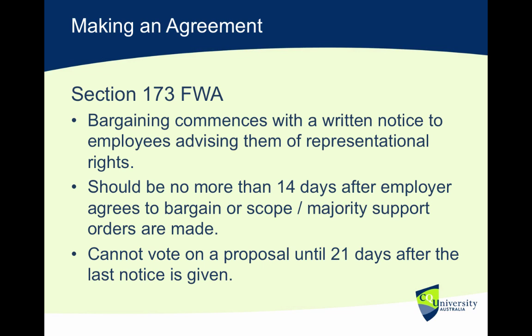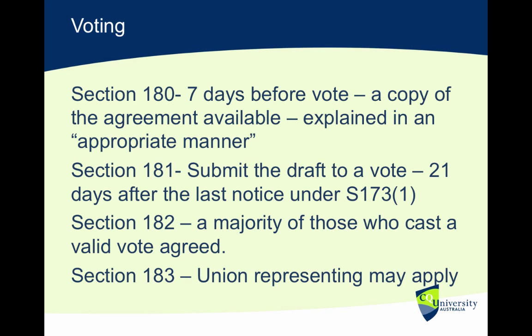Those notices should go out no more than 14 days after the employer agrees to bargain, or there's a scope order or a majority support order made. And you can't vote on that proposal until 3 weeks, 21 days after that last notice has been given. So everybody's got their notice, everybody gets 3 weeks to think about it, and then you can have a vote.